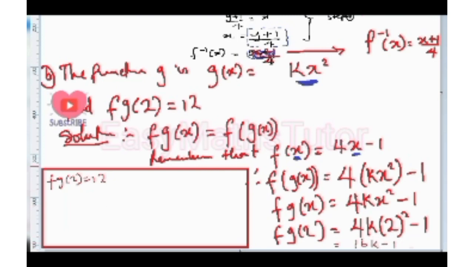And then we're going to equate it. f of g of 2 is 16k minus 1 equal to 12. So finding the value of k, we're going to move minus 1 to the other side, giving us 16k equal to 12 plus 1 equal to 13. Then we're left with 16k equal to 13. Making k the subject of the formula, we would have 13 over 16 as our value of k.